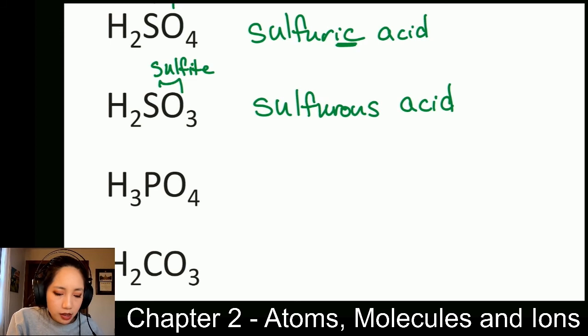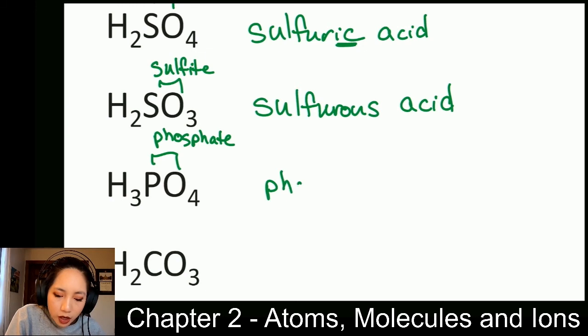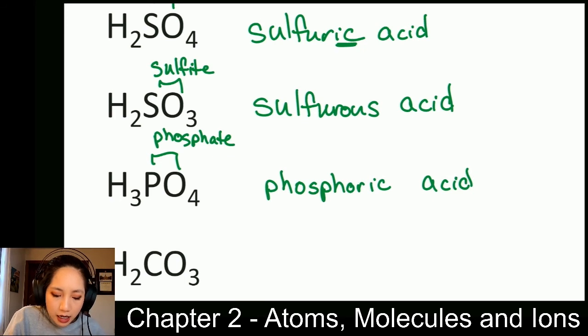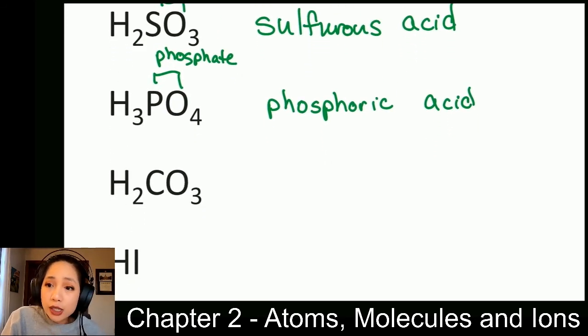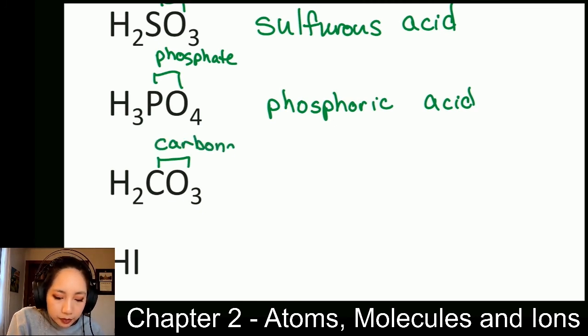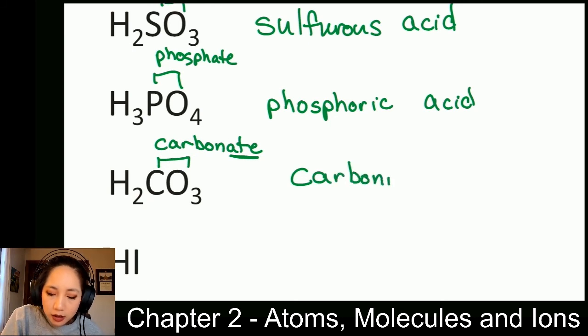H3PO4, I think we've done all of these. PO4 is phosphate. So this becomes phosphoric acid because it has that ate ending. Right, here's a new one. H2CO3. So CO3 on our list, this is carbonate. So since this is an oxoacid, we just take away the ate ending and turn it into ic acid because this is an acid. There's hydrogens there. So this is carbonic acid. This is what makes our soda pop fizzy, tasty.